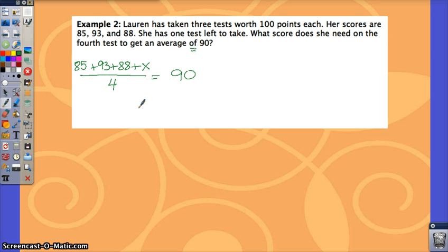Now, you might be able to solve this without showing a formula, showing an equation. You might be able to kind of guess and check. But to get this down on paper, it'd be really great for you to show me an algebraic equation like we have here. So do this problem with me.